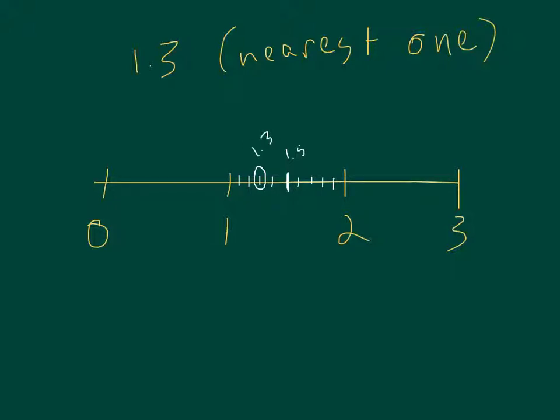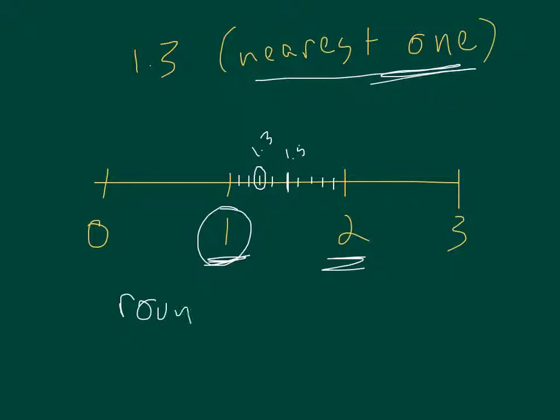And we want to round it to the nearest one. So that's the nearest number in the ones place. So we have either a 1 or a 2. And if you notice, 1.5 is halfway between, and 1.3 is between 1 and 1.5. So the closest one to it is 1. So we're going to round 1.3, 1 and 3 tenths, down to 1.